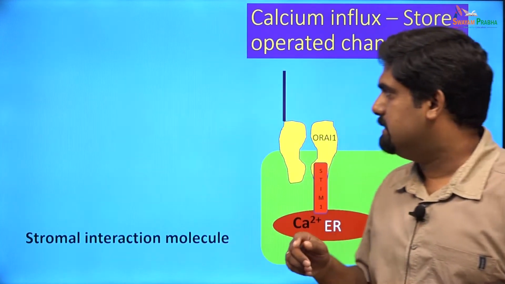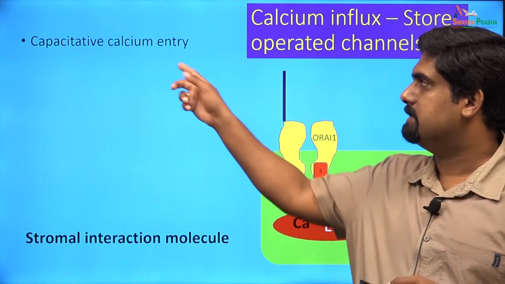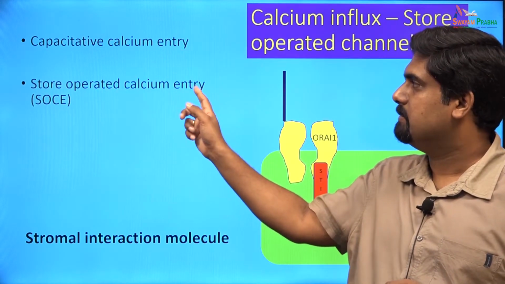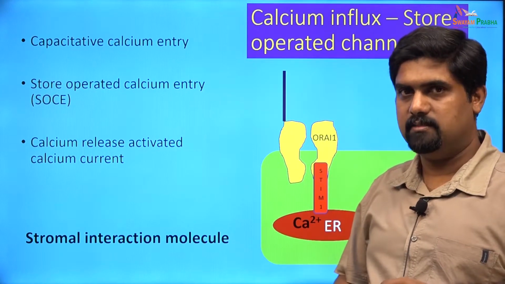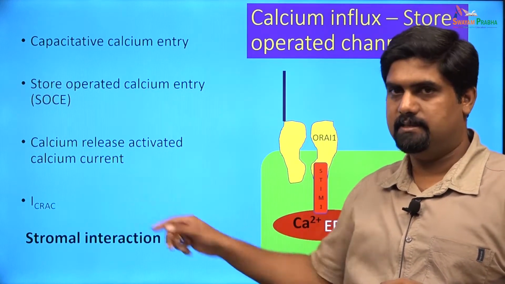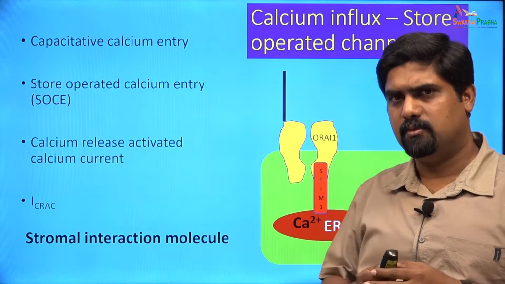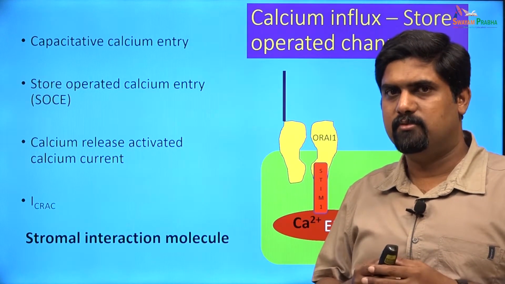Now, the calcium entry through these channels is also known as capacitive calcium entry or store operated calcium entry, or calcium release activated calcium currents, or the ICRAC. So, these are important for the T lymphocyte for its immune function.